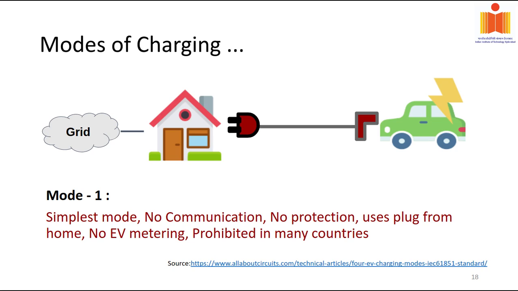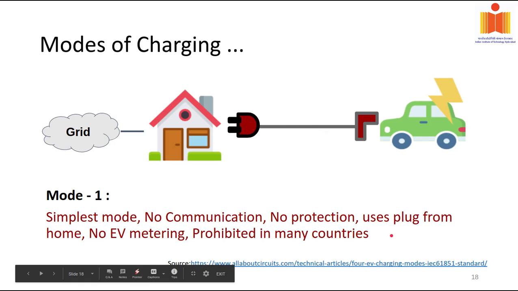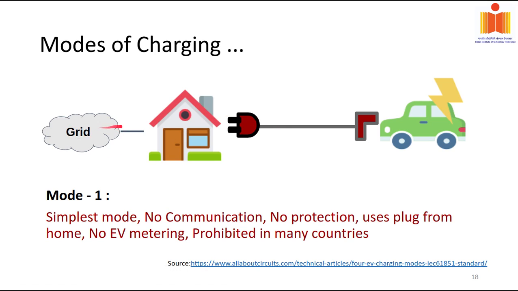So this is mode 1. But here protection also is not there. Sometimes overheating may happen, so all these things. That is the reason. In fact, metering is also not there. So there will be a meter here, say at the point of connection of the grid to the home, here there will be a main meter.